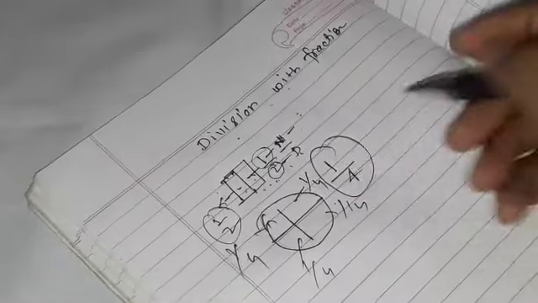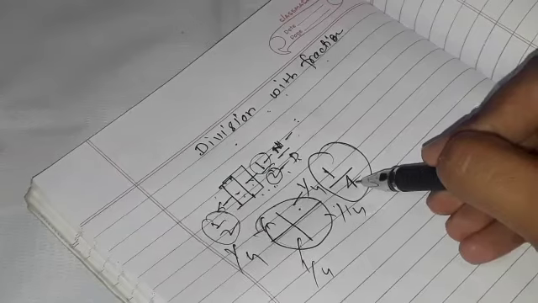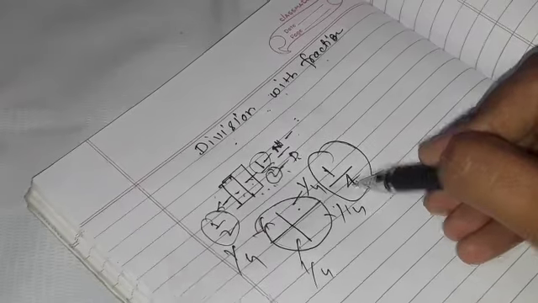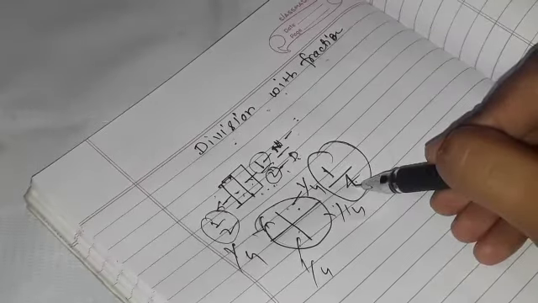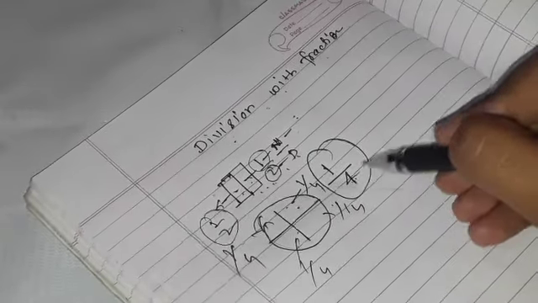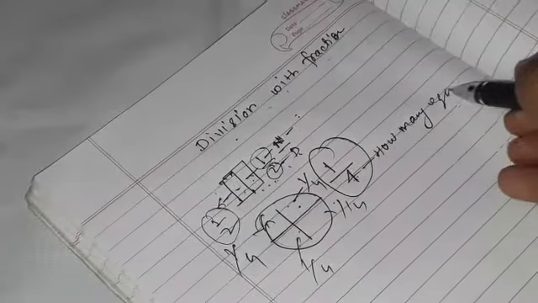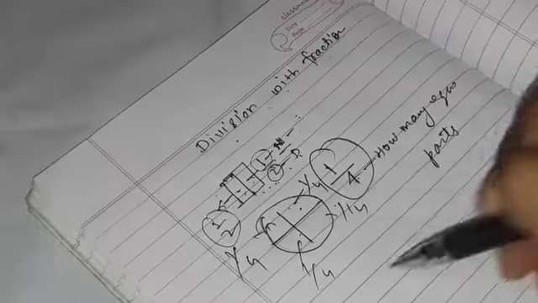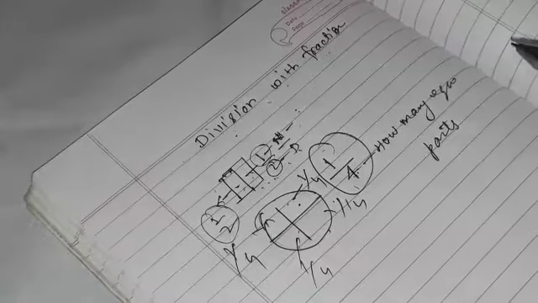So it means if you have a whole object 1, and you divide it into 4 equal parts, then each part shows 1 by 4. The meaning of the denominator is how many equal parts there are. So 4 equal parts, and each part is shown by this fraction.